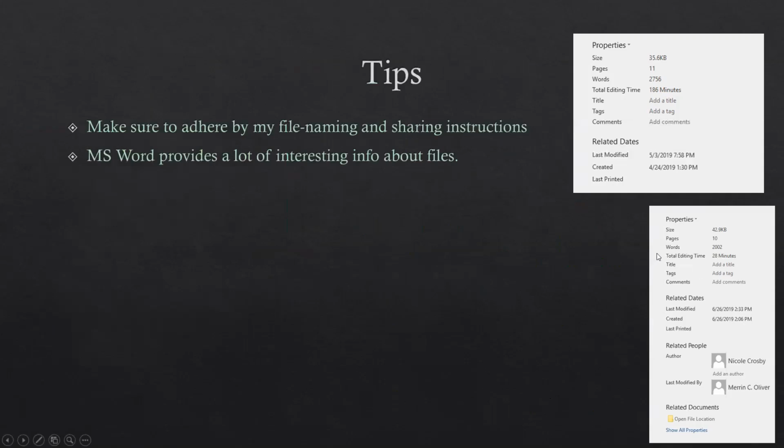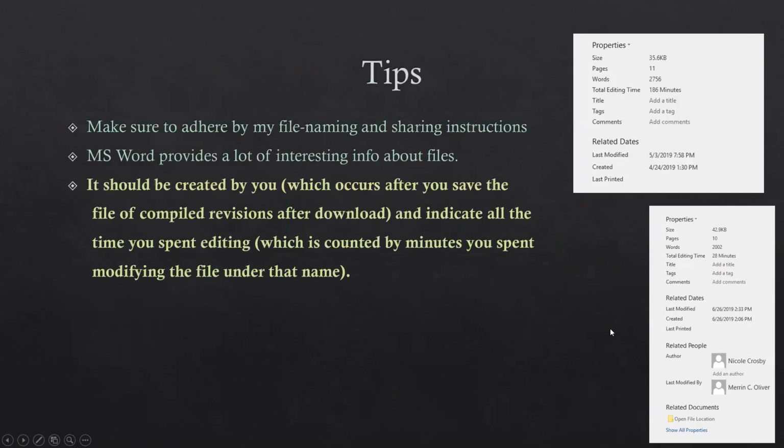A lot of the time you'll also see that if you just went through and accepted the track changes and deleted the comments and then submitted it, it's going to show that you only edited the document for 10 minutes. And that's obviously not the objective that we're going for in this revision. So I get a lot of interesting information from here. The file should be created by you, which occurs after you save the file of compiled revisions after download under a new file name. And it should indicate all the time that you spent editing it, which is counted by the minutes you spent modifying the file under that name.